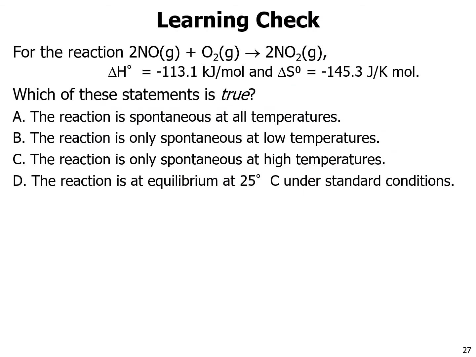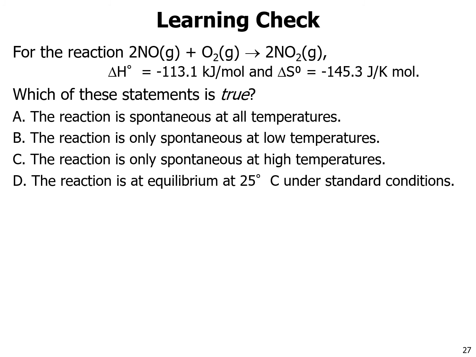Okay, so let's try one question. For the reaction 2NO plus O2 changes to 2NO2, delta H naught is given to us, delta S naught is given to us. Which statement is true? The reaction is spontaneous at all temperatures. The reaction is only spontaneous at low temperature. The reaction is only spontaneous at high temperature. The reaction is at equilibrium at 25 degrees Celsius under standard conditions.